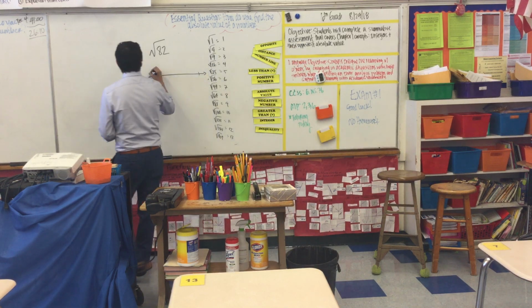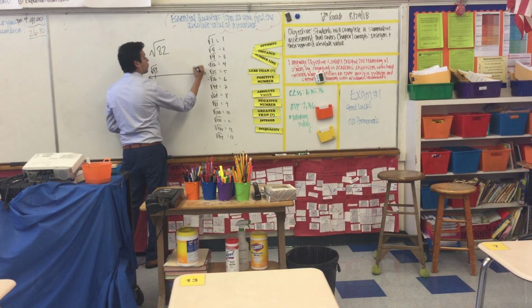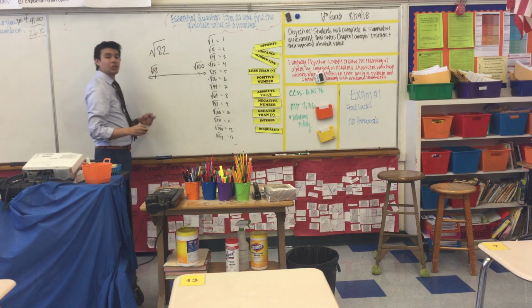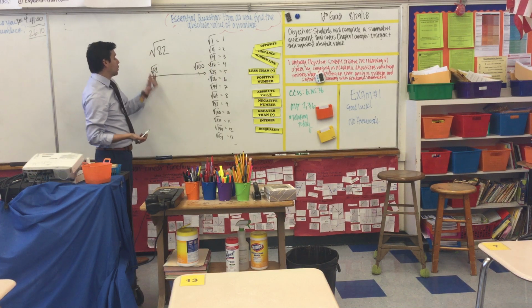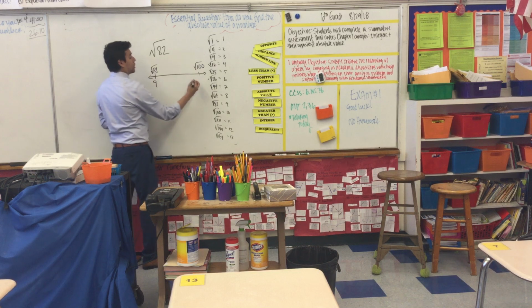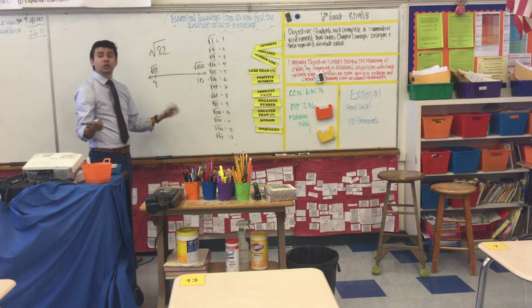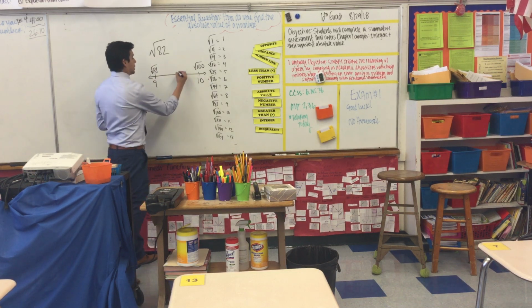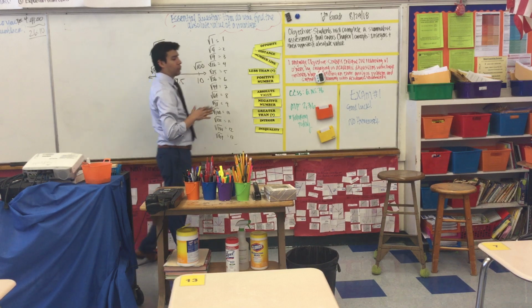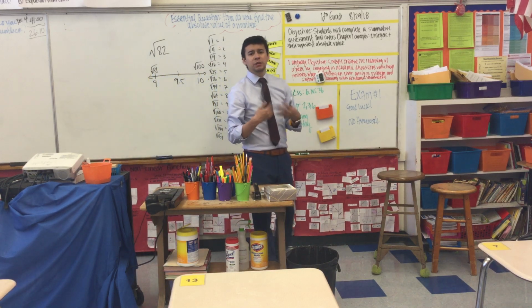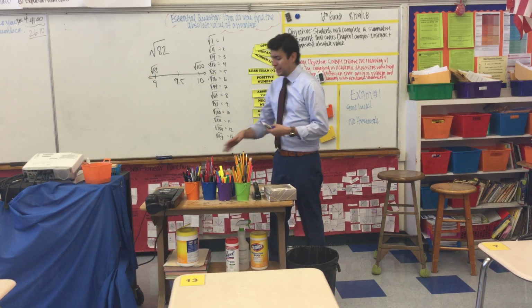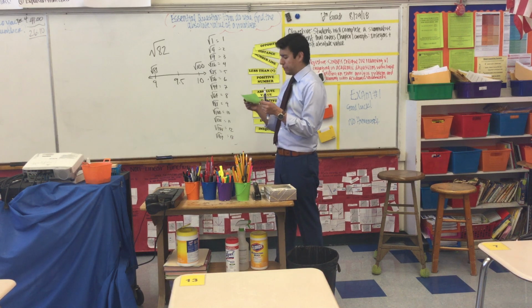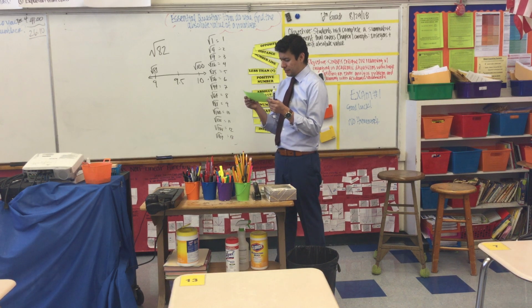So we have the square root of 81 and the square root of 100. There you go. Square root of 81 is 9. Square root of 100 is 10. What's between 9 and 10? Well, it's 9.5. So therefore, the answer needs to be between those two square roots.